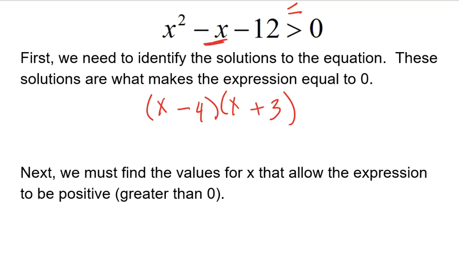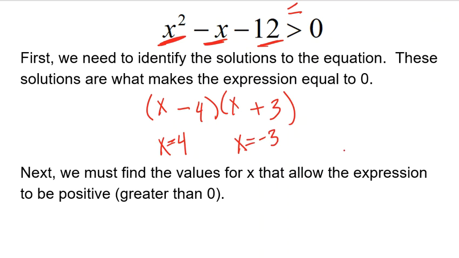So just to double check that, x times x is the x squared. -4 times 3 is then -12. And then the outside 3x, the inside -4x makes that -x on the inside. So that means x equals 4 or x equals -3. So those are my solutions, right? But again, this is not an equation, this is an inequality.